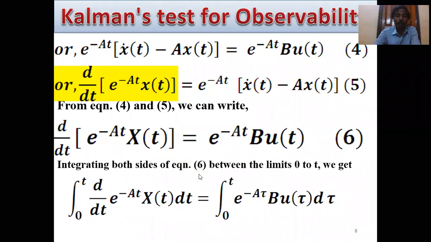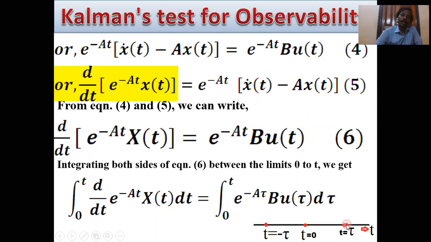Then integrating both sides of equation 6 between the limits, lower limit 0 to t. So left hand side is 0 to t of d/dt e to the power minus at x(t), right hand side also 0 to t of e to the power minus a tau b u(tau) d tau. What is tau? Tau is an intermediate time between initial time t0 and final time t, and at that position t equals tau. That's why e to the power minus a tau b into u(tau) d tau.